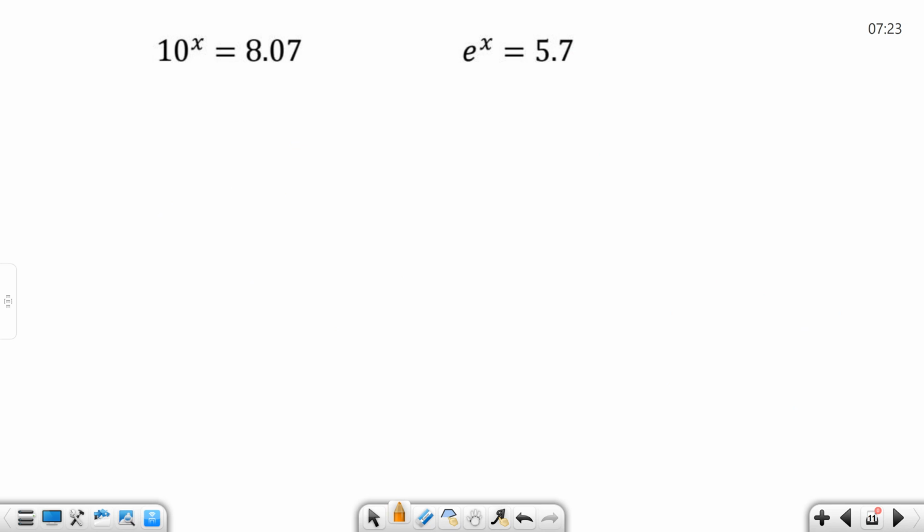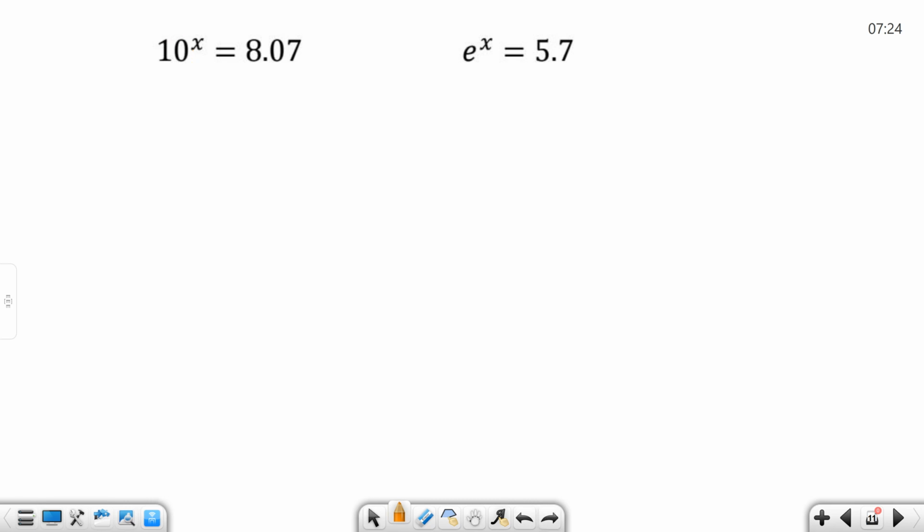All right, 10 to the x equals 8.07. So this is the same scenario. We have this exponential, and we're looking for x. The problem is I can't write 10 and 8.07 as the same number to a power. I can't write 8.07 as 10 to a power. So when I look at this, if this number is 10, then it makes the most sense. Well, actually, I'm going to rewrite it anyway.